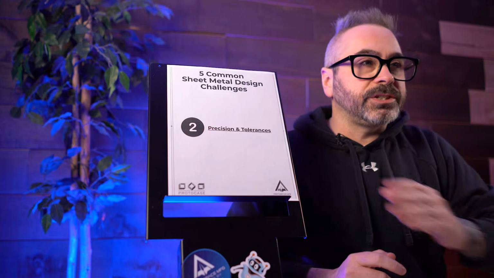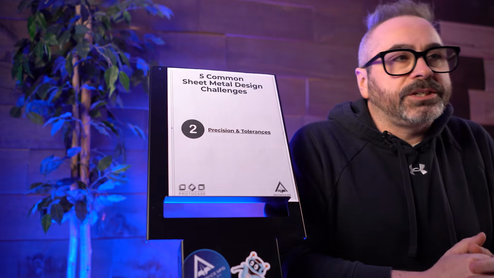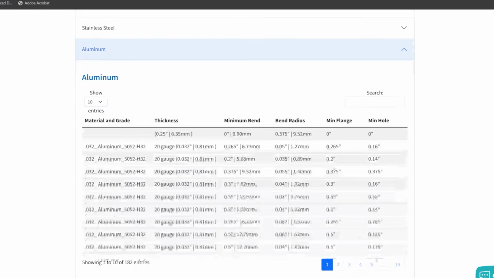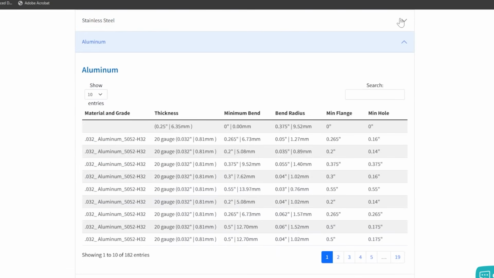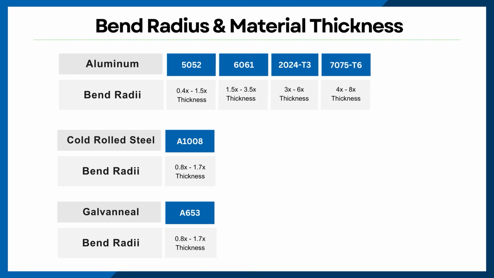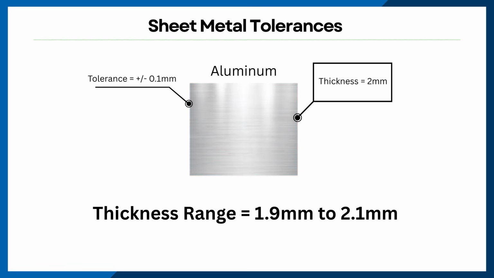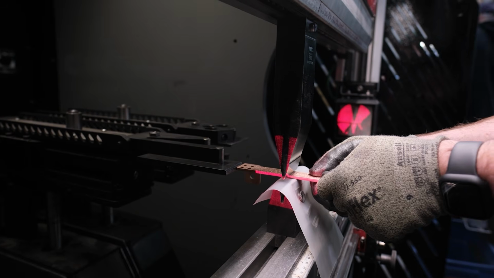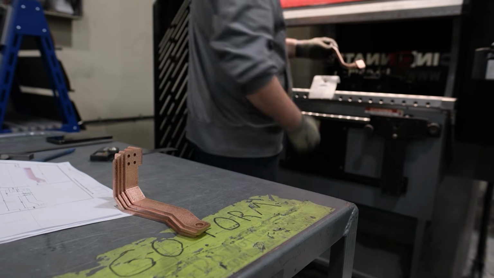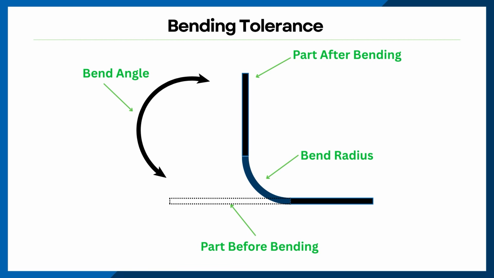fabricability. Now for number 2, we're going to be talking about precision and tolerances. Precision is very important in sheet metal fabrication, especially when parts need to fit with other components. But here's the thing, perfect precision is impossible to achieve in practice due to small variations in material properties, process parameters, and of course the machinery being used, but this is where tolerances come in.